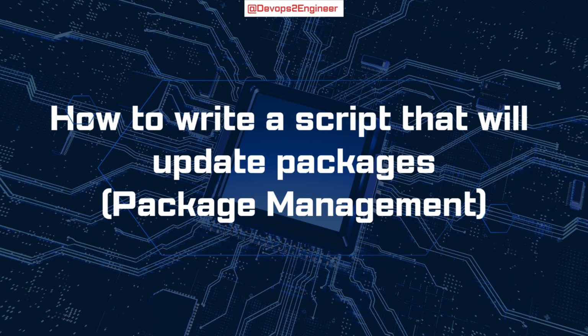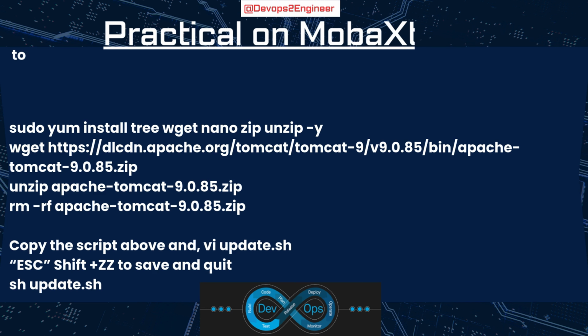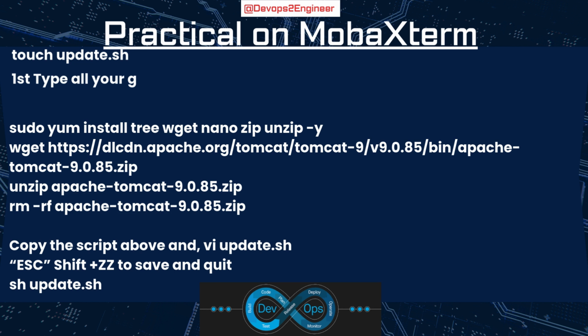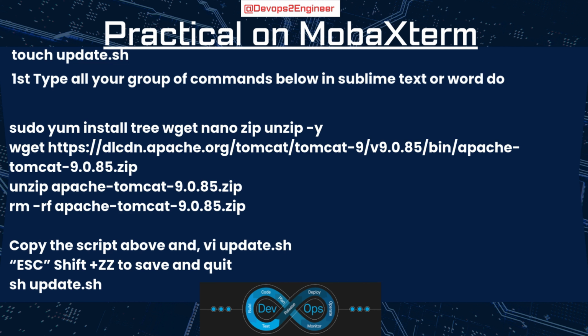Next up, we're going to learn how to write a script that updates packages. Well, to update packages, you're going to type this command below: sudo yum install tree wget nano zip unzip -y.